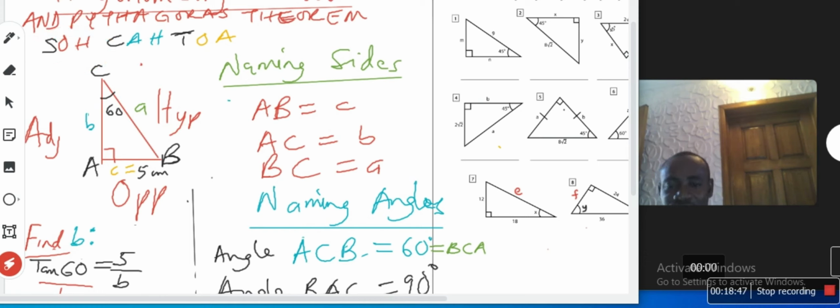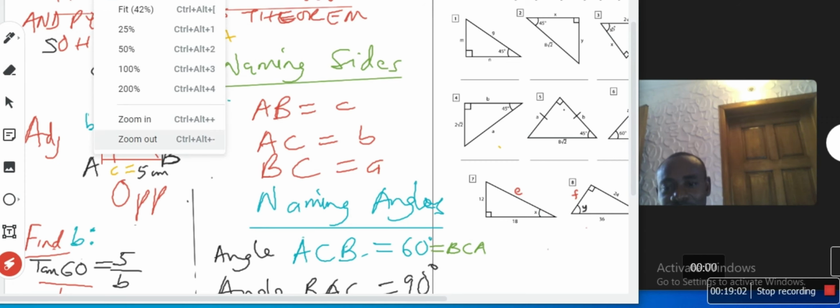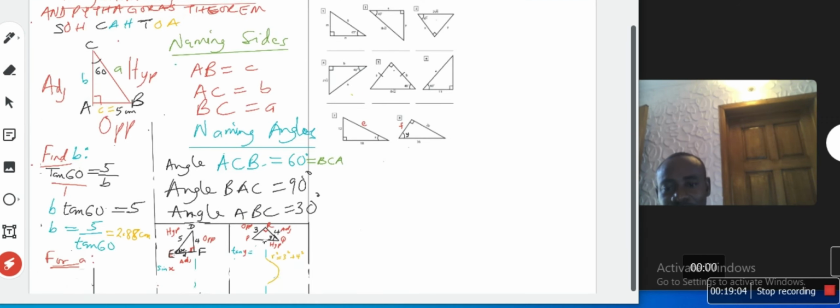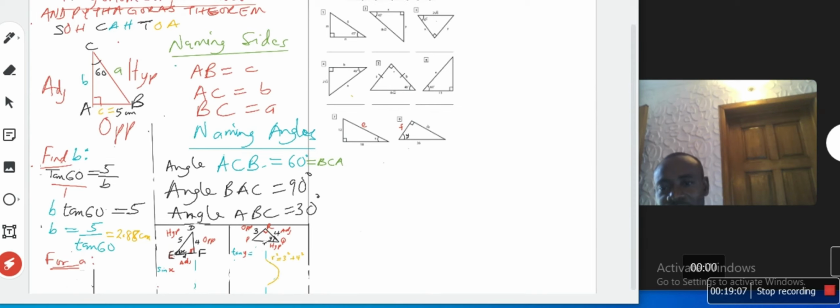But it looks like we can even use something else. We can use cos, because we have found the adjacent now, so we can use the adjacent with the hypotenuse. Okay, so let's go ahead and do that. Let's use sine. Yes, sorry, sine is opposite over hypotenuse. So sine 60 will be 5 over a. Am I right? Is that what you wrote?